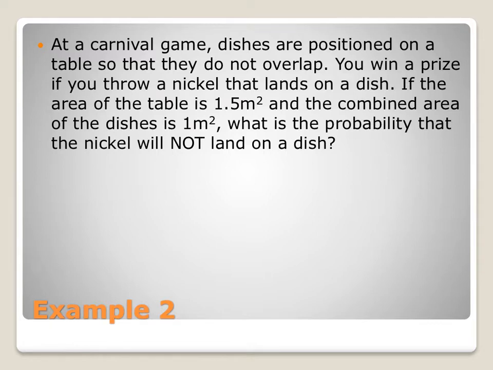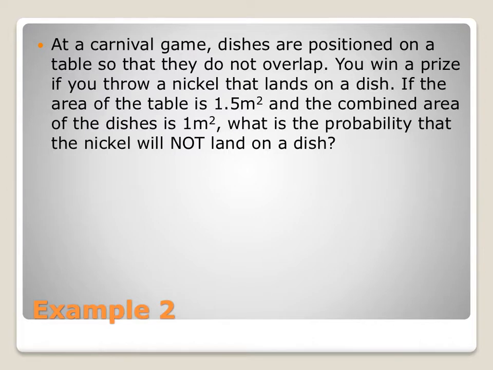Okay, example 2. At a carnival game, dishes are positioned on a table so that they do not overlap. You win a prize if you throw a nickel that lands on a dish. If the area of the table is 1.5 meters squared and the combined area of the dishes is 1 meter squared, what's the probability that the nickel will not land on the dish?